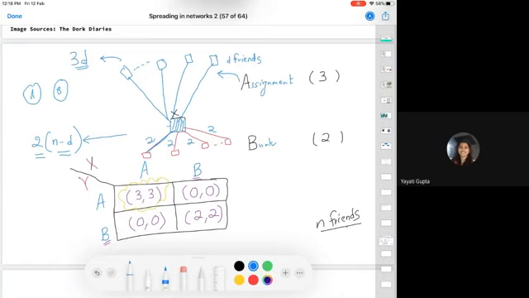If 3D is greater than 2 into n minus d, he will sit and do the assignment. And if 2 into n minus d is greater than 3D, so it depends on what the value of d is here, depending on how many friends are doing it. So if this value over here is greater, then he will bunk the class and go out for a movie.